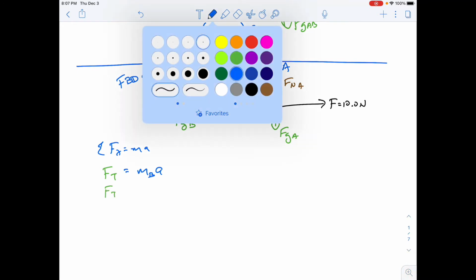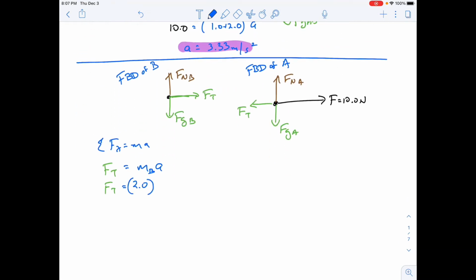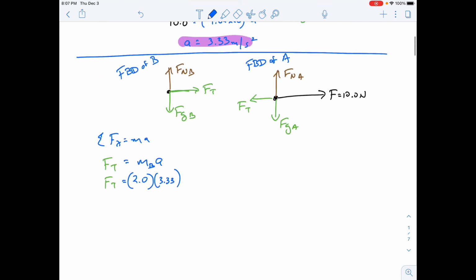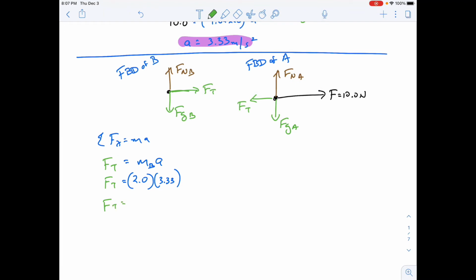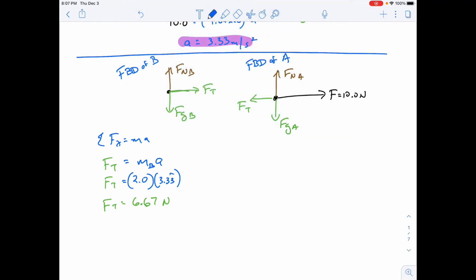Force tension equals 2.0 kilograms times the acceleration of 3.33 of the system. Because remember, that acceleration is going to be the same for everything moving in that system. And then you can find that force tension. Force tension equals 6.67 newtons. And again, that 3.33 was repeating. So if I go and double-check, it's going to be 6.67 eventually, if I round it correctly.